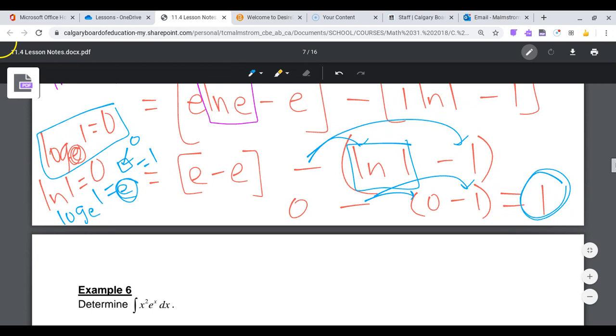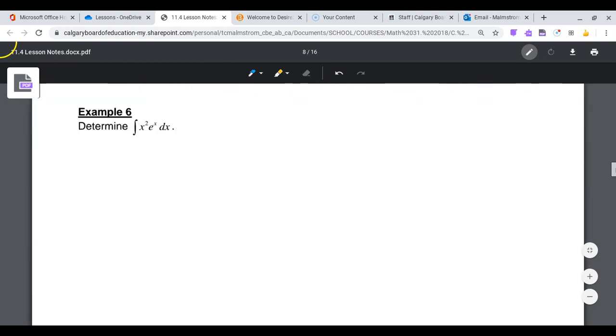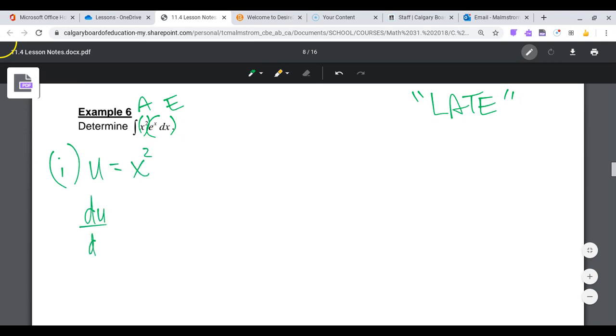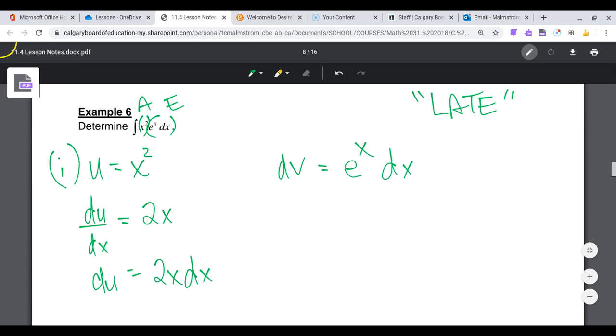All right. Question number six. All right. So by my LATE rule, I have my product x squared e to the x dx. So via my LATE rule, I have an algebraic piece and I have an exponential piece. So the x squared will have to be my u. And then I take the derivative, du/dx is equal to 2x. And then I rearrange, du is equal to 2x times dx, which means that dv is e to the x dx. The lovely part about e is its antiderivative is the same as its derivative, which is e to the power of x.